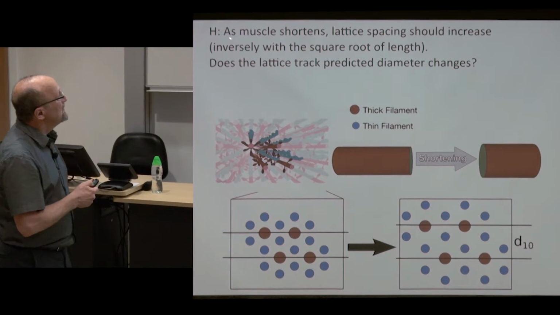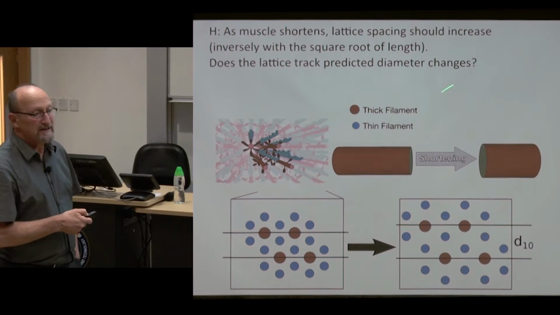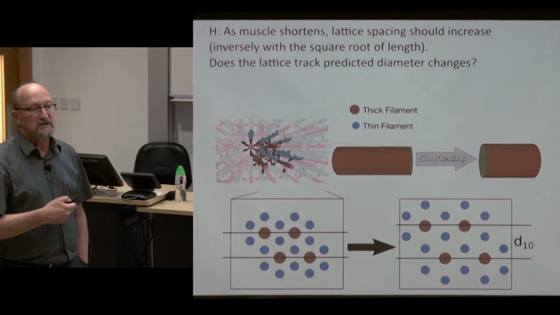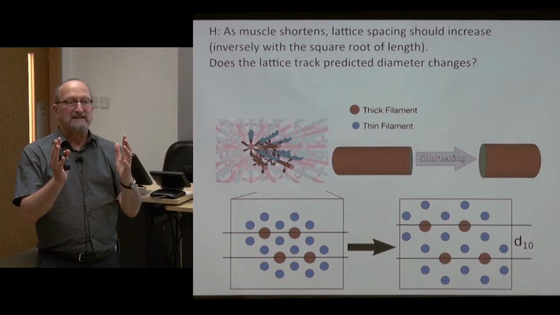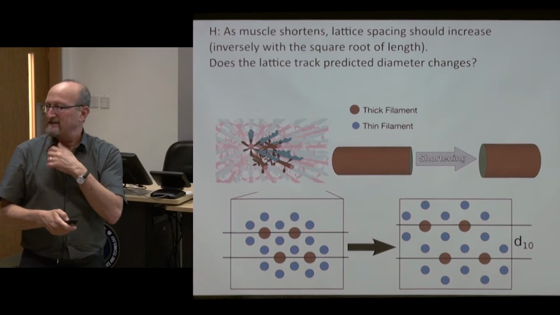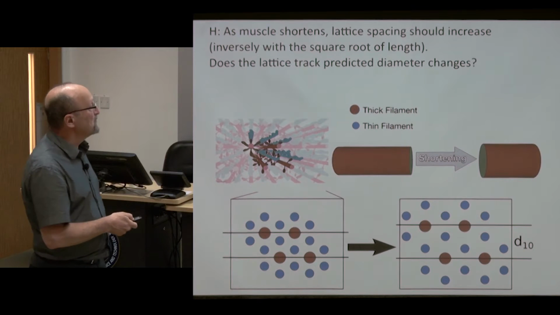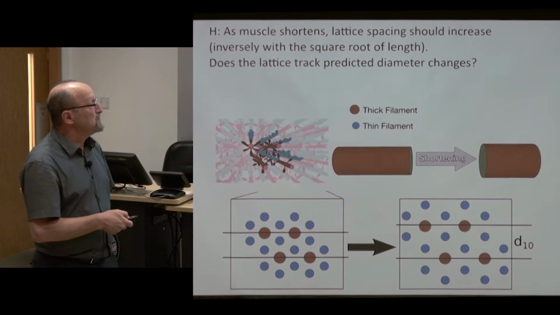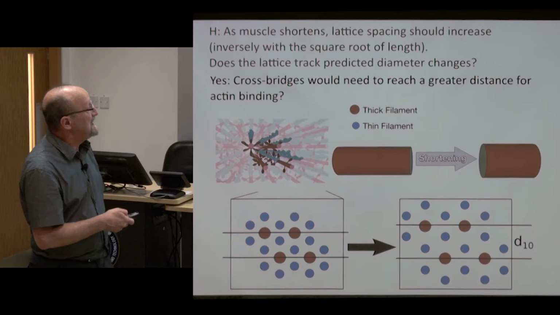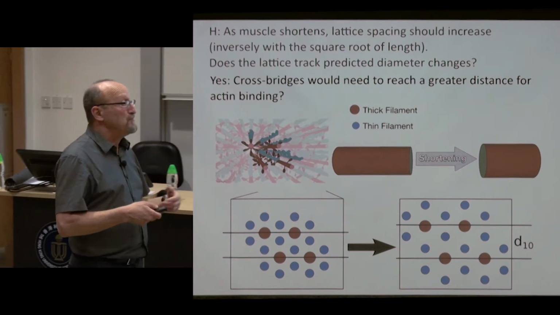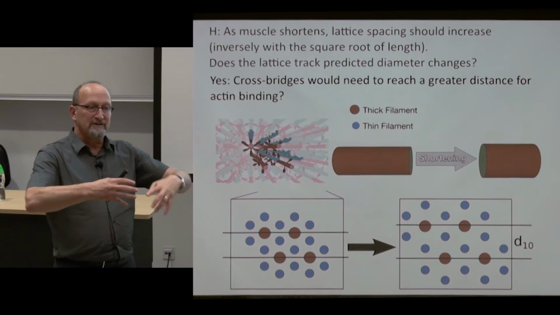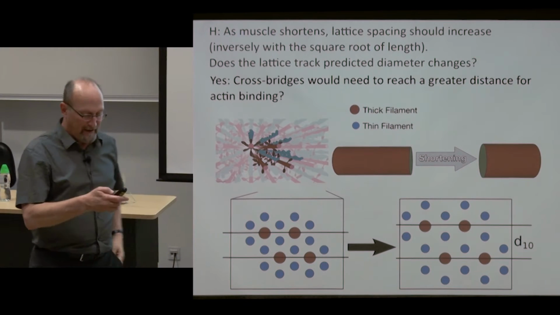The hypothesis is as muscle shortens, the lattice spacing should increase. In fact, it should increase with the square root of the length because the area has to expand as the length changes, right? So the radial dimensions change. Does the lattice change the predicted changes? If the answer is yes, cross bridges would need to reach to a greater distance for actin binding. That is, as the muscle shortens, they have to reach farther and farther apart. Okay?